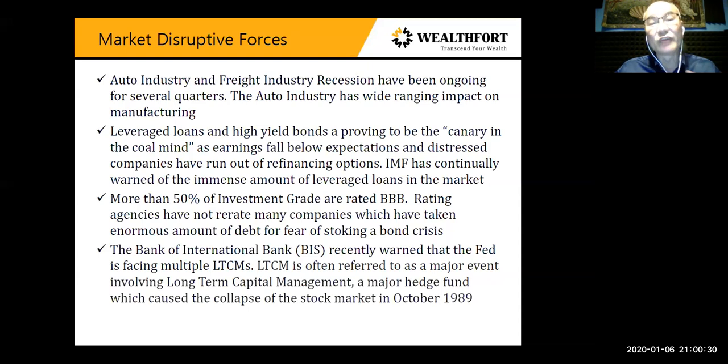Rating agencies have not re-rated many companies which have taken enormous amounts of debt for fear of sparking a bond crisis. So again, we are back to 2008, where rating agencies were paid to rate all the CDOs AAA because their clients are Goldman Sachs, JP Morgan, and so forth. So right now, rating agencies are paid by companies to rate their bonds, but they do not rate the companies even lower as the companies churn out even more debt, because they say that would cause a bond crisis. So even the rating agencies are not honest with themselves.